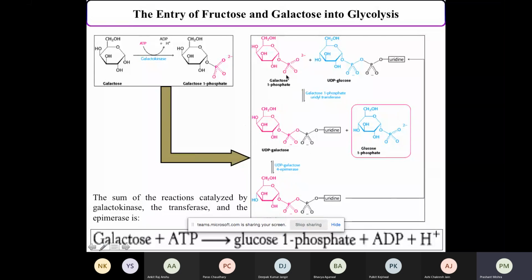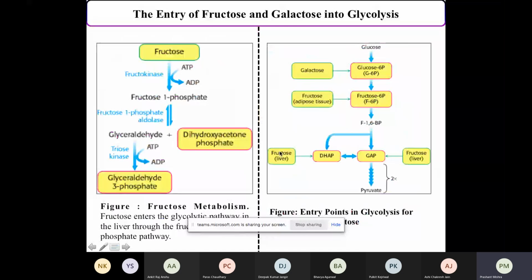So actually what happens, the glucose is regenerated. UDP galactose can regenerate UDP glucose. So that's the reaction which is given here. You have galactose plus ATP forming glucose 1-phosphate plus ADP plus proton. And this reaction can enter in the pathway. So I will just discuss this point and we will stop here.